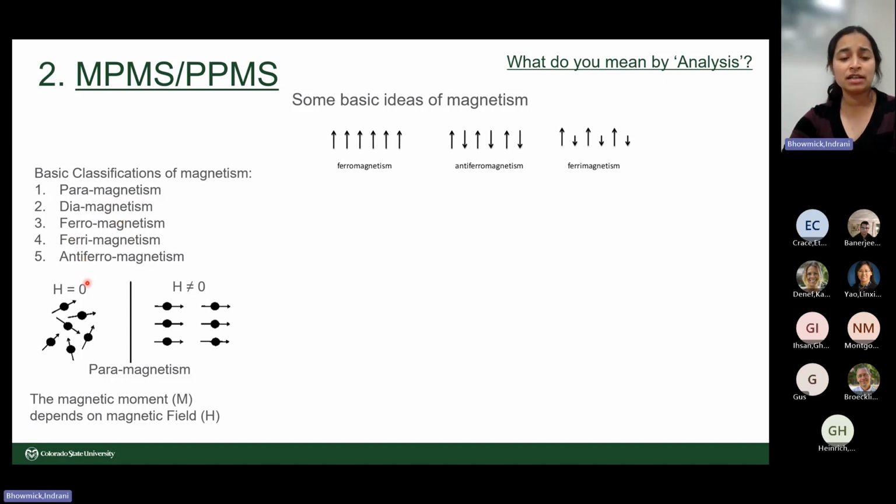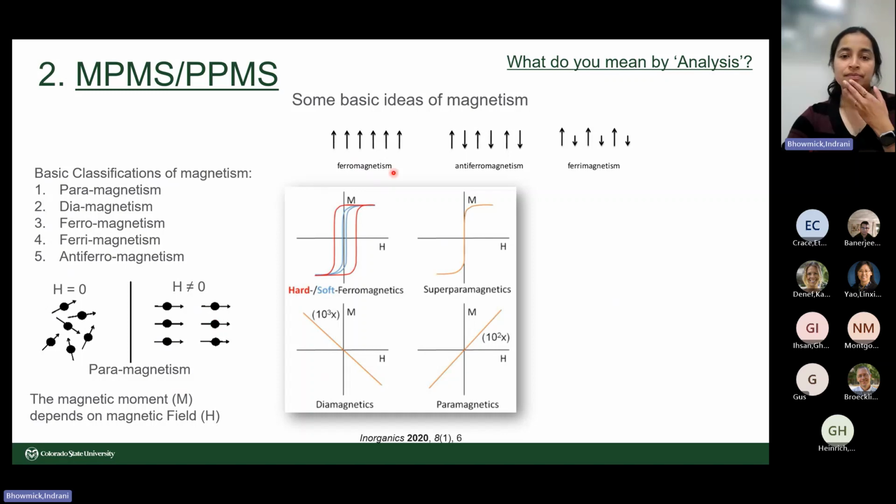So what does paramagnet mean? When there is no magnetic field, all those little spins, think of little bar magnets, are just random. So you don't have any magnet because they're canceling each other all the time. You don't feel it as a magnet. But as soon as you have a field, they all align and you get a magnetic moment. You get a response.